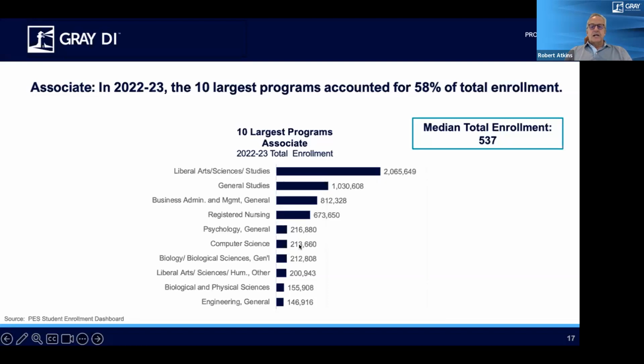Psychology, 216,000, computer science, 213,000, biology, liberal arts, both over 200,000, and biological and physical sciences, 155, and engineering, 146.